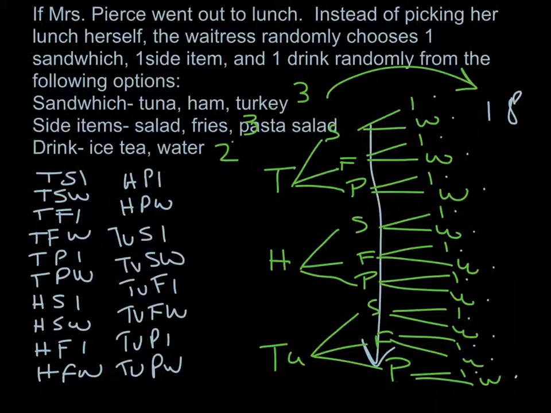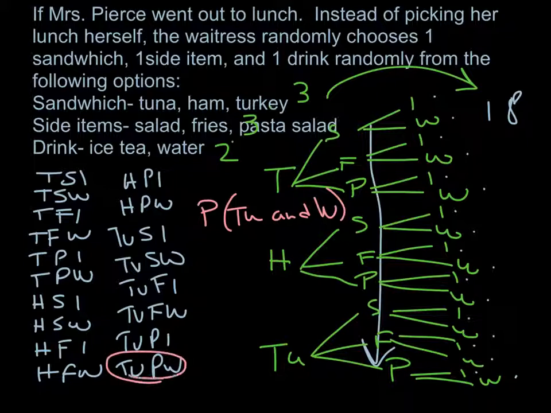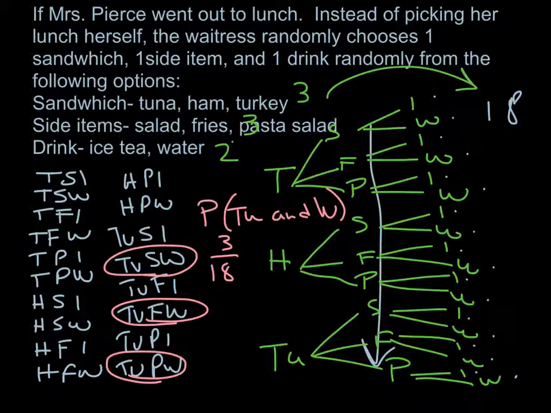Now let's say we want the probability that we get tuna fish and water. All that I'm worried about is tuna fish and water. So I'm going to go through and circle the tuna fish and water: tuna fish and water, tuna fish and water, tuna fish and water. There are 3 out of 18 times that I got tuna fish and water. That is actually 1/6.